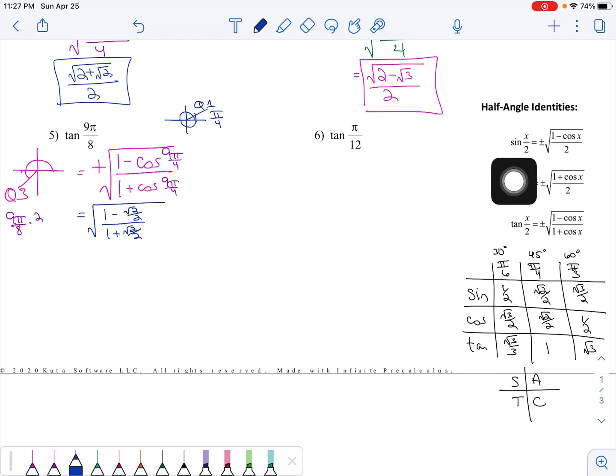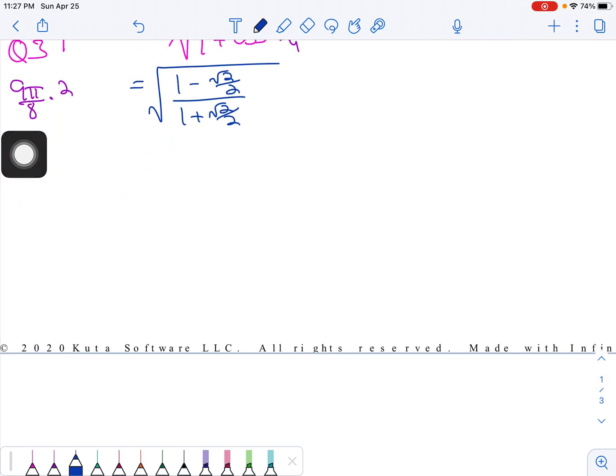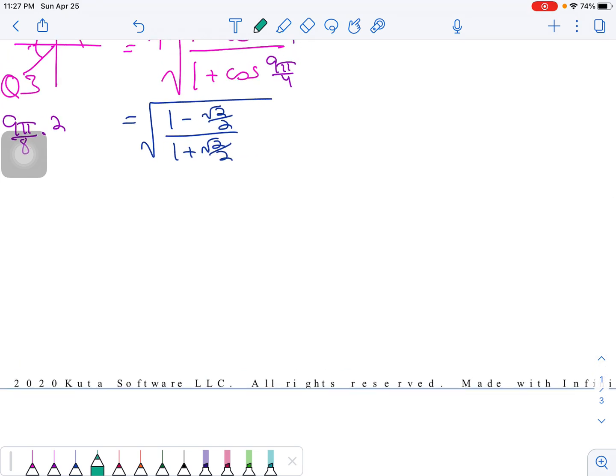Okay. I don't need the identities anymore. I don't need my trig chart anymore. I just need to simplify this. And trust me, there is plenty to simplify there. I'm going to zoom in, but I'm also going to make sure I have space because, you know, I write huge. First thing I want to do is get rid of the complex fractions. So I'm going to take numerator and denominator and multiply both of them by 2. So this is going to turn into the square root of 2 minus root 2 over 2 plus root 2.